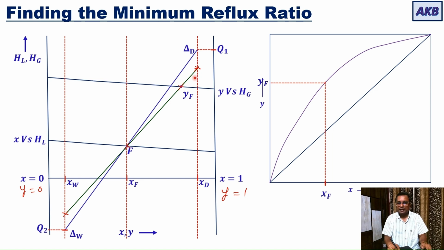So this point is delta Dm, and let us read the y coordinate of this point as q1 dash, because we are going to use that in finding the minimum reflux ratio. And let us read the y coordinate of this. This will be delta Wm, and the y coordinate for this is q2 dash. So in this way, delta Dm will correspond to minimum reflux ratio. So in the formula for reflux ratio, if you replace q1 with q1 dash, the resulting reflux ratio will be the minimum reflux ratio. I hope the concept is clear to you.